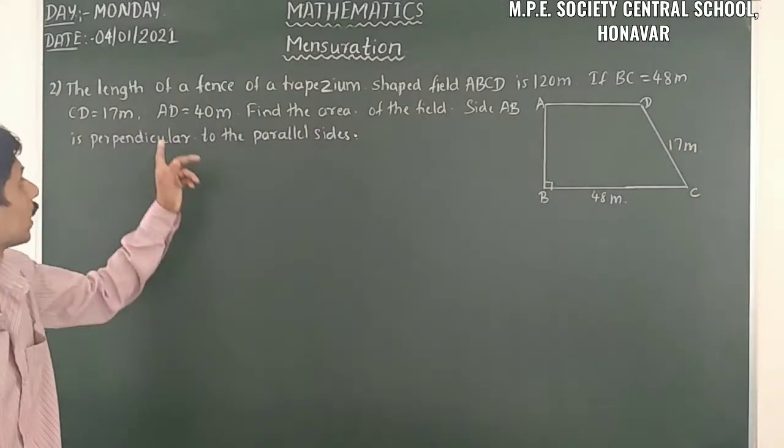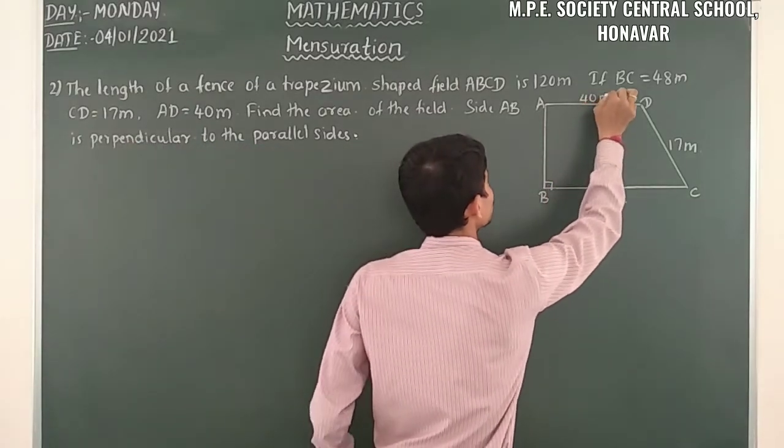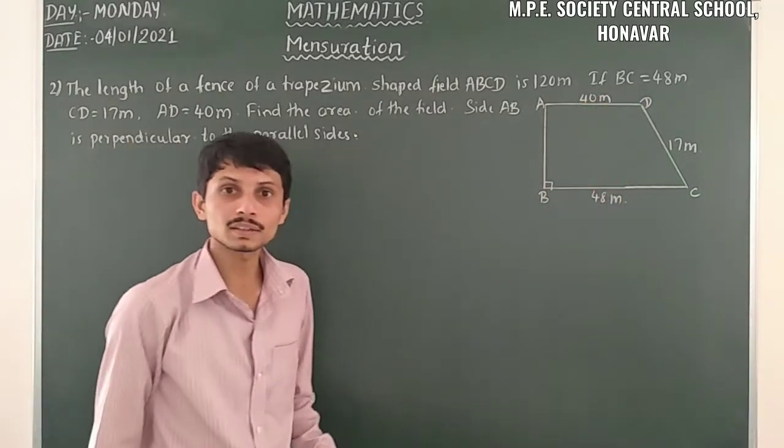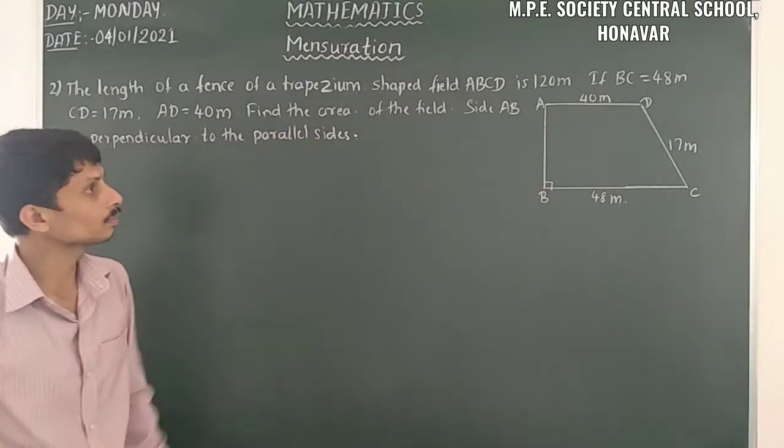And why is this given? So we have to know. And AD is equal to 40 meter. Here 40 meter is given. So these two we want here. But another thing, this one we want. So find the area of the field.